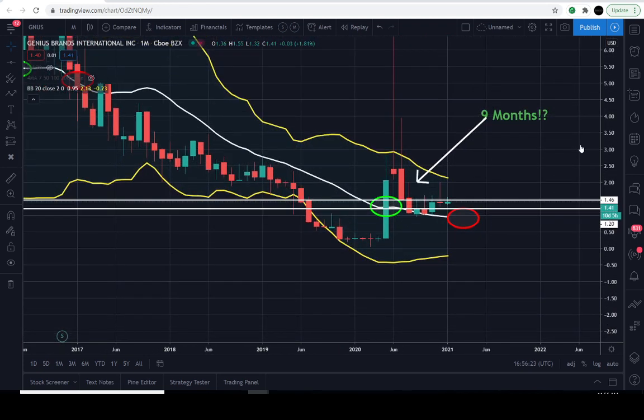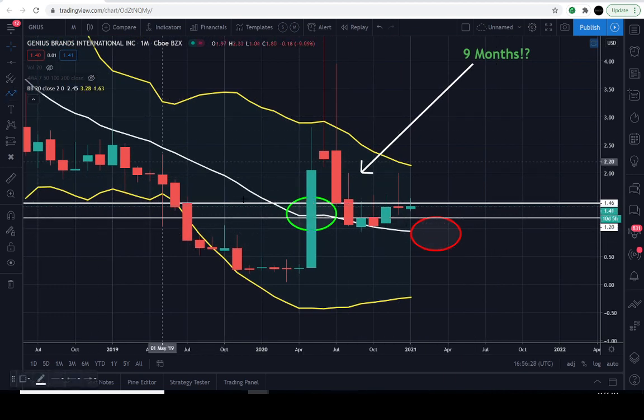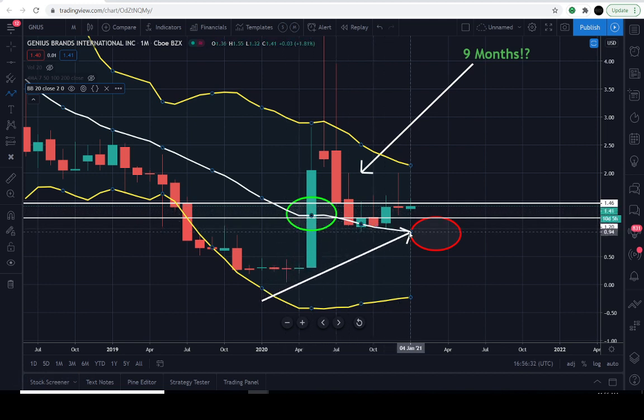So let's just close this out, guys. I don't want the video to seem too long already. 9 months. What we're going to be paying attention to is that the price needs to stay above this white line at the worst case scenario. Not saying that it's going to get this low, but this white line is currently at about 97 cents.